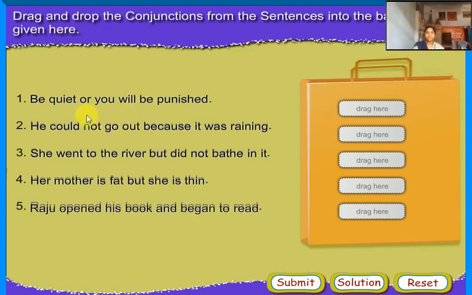Be quiet or you will be punished. Or he could not go out because it was raining. Because she went to the river but did not bathe in it. But her mother is fat but she is thin. But. Raju opened his book and began to read. And.